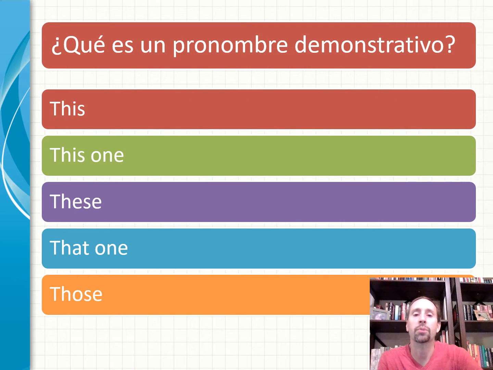All right, so ¿qué es un pronombre demostrativo? Think about this in English: the words like this one, these, that one, and those. We're going to learn how to say all of these in Spanish and how to put them in Spanish sentences.